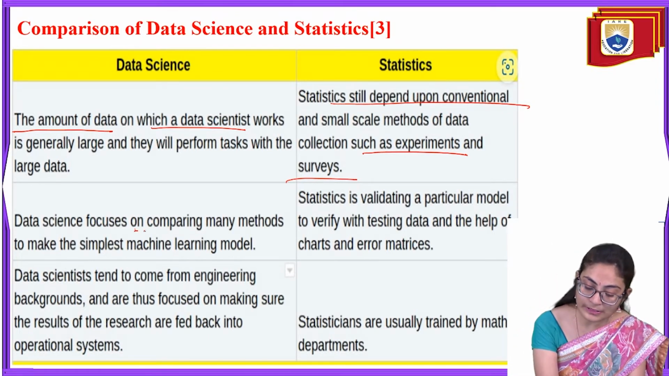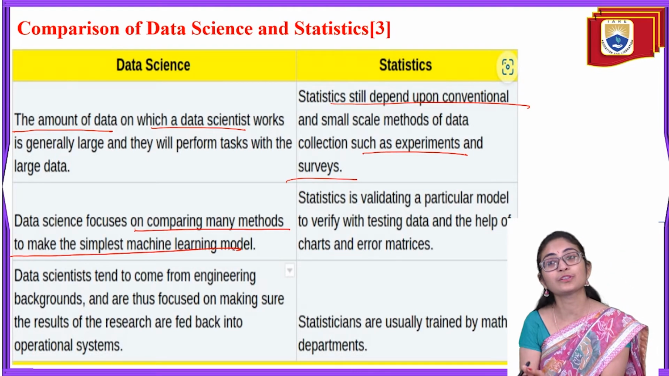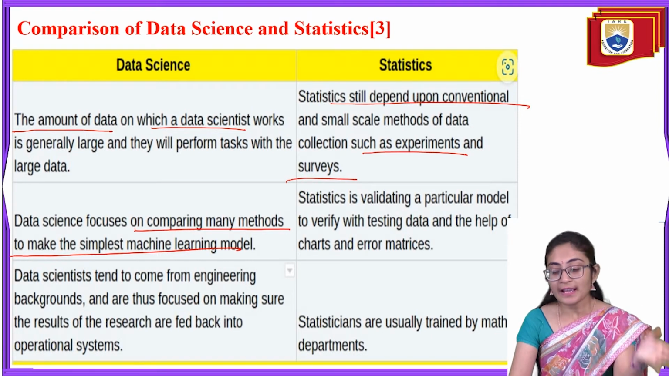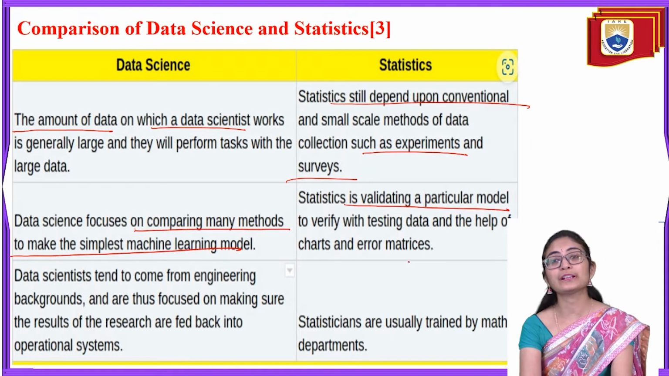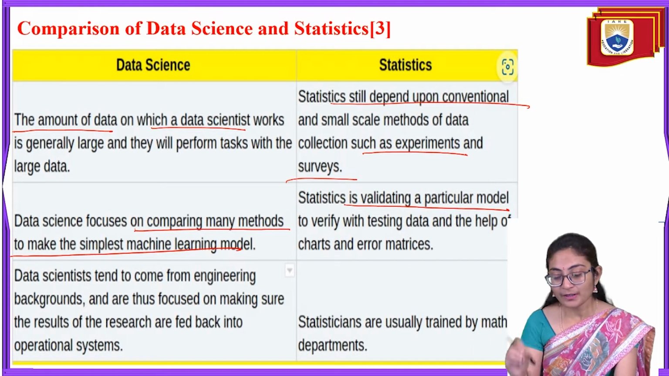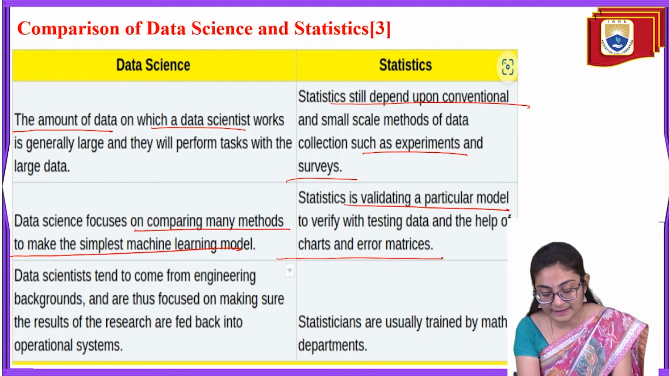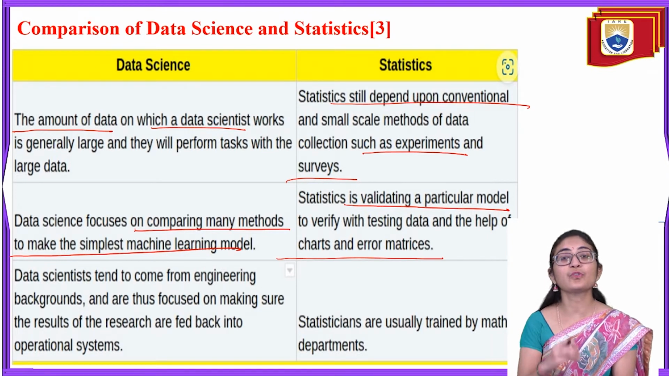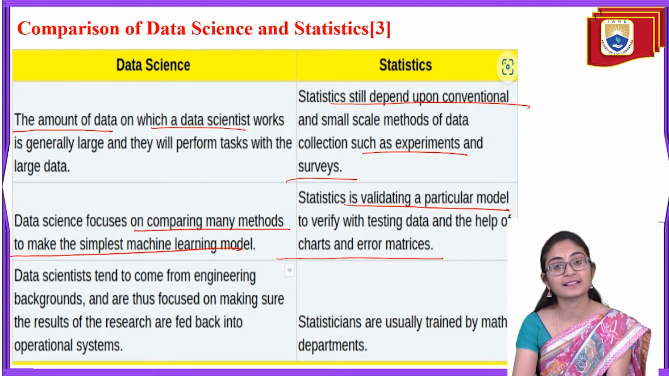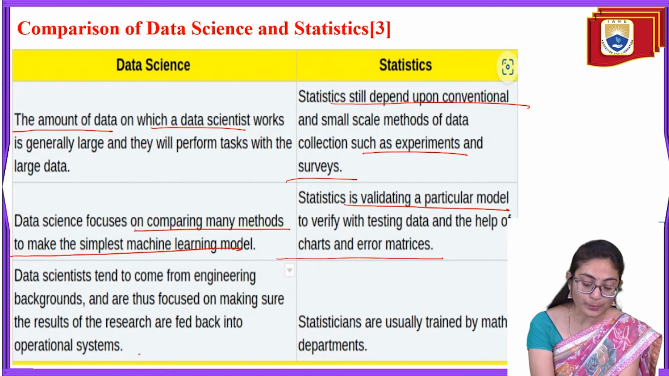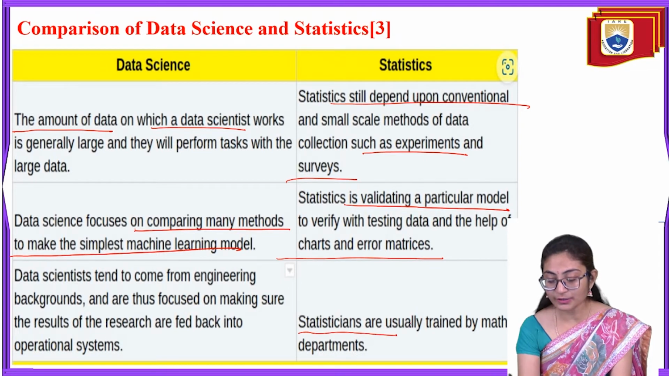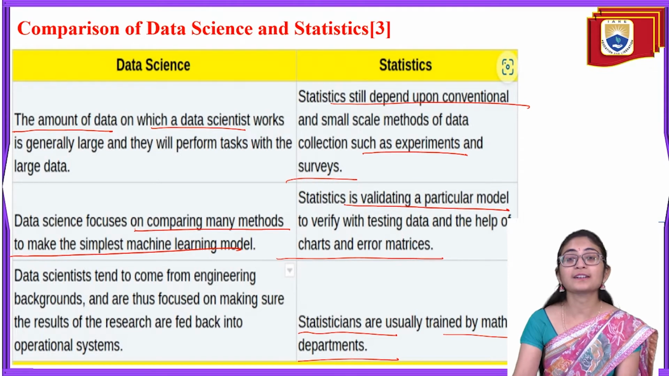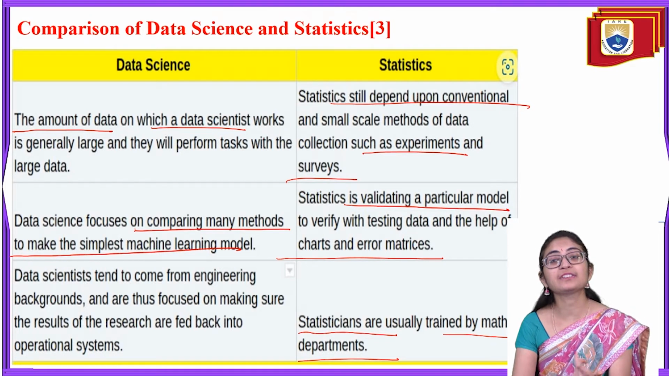Then data science generally focuses on comparing many methods to make the simplest machine learning model. That means data science completely focuses on the machine learning model. And statistics is validating a particular model, verifying it by testing the data with the help of charts and some error matrices. Then data scientists tend to come from engineering backgrounds and are thus focused generally on making sure the results of the research are fed back into the operational system. And statisticians are usually trained by the math departments. So data science and statistics are different terms, but both are related to each other.